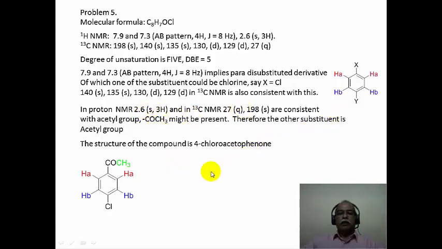So putting all this information together, we arrive at the structure of parachloroacetophenone for this particular spectral data. Once you arrive at the structure, it is always better to go back and check whether the structure is consistent with the data that is being presented, just to confirm and cross-check once again that the structure satisfies the spectral data.